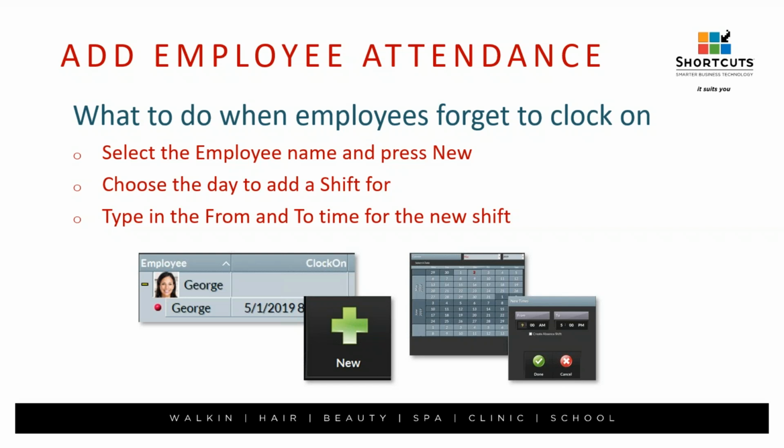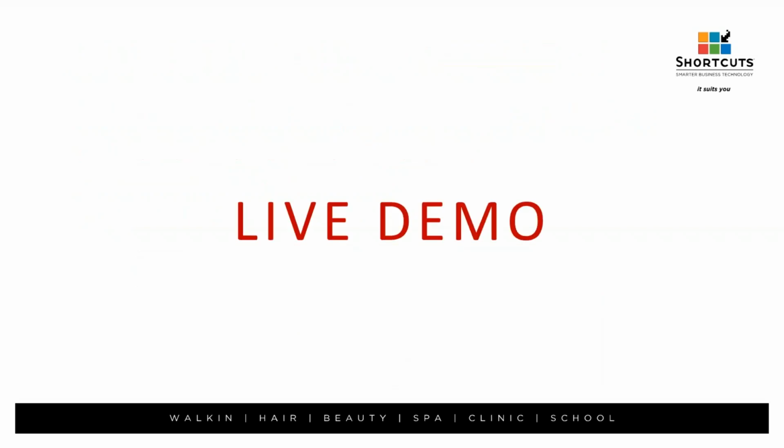As an administrator, you have the ability to use attendance, choose an employee, and add what's called a new shift. Choose the day that the employee was supposed to be clocked in or out, and then tell Shortcuts from what time to what time did they work. So Shortcuts will add those hours to their attendance. So whether the employee forgot to clock out or forgot to clock in, you do have the ability to fix that. So let's actually look at a live demo.